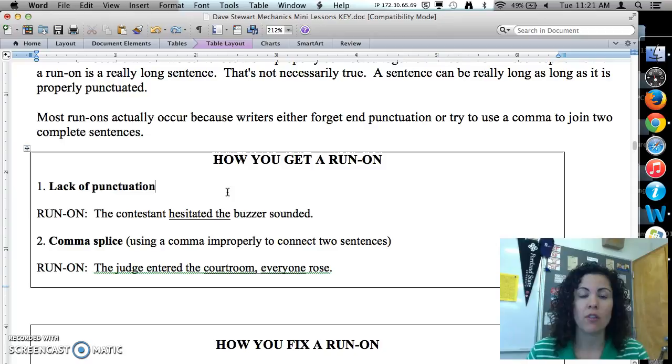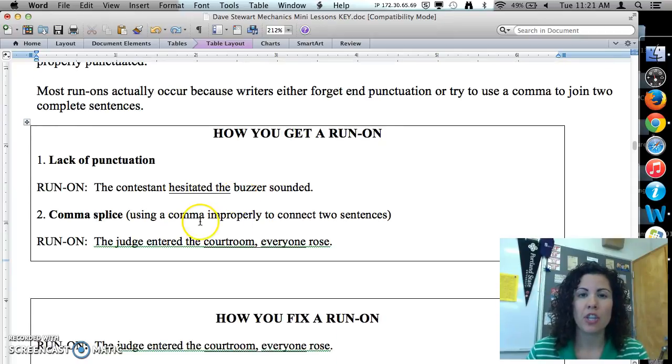How do we get a run-on? The first way is lack of punctuation. We have: The contestant hesitated, the buzzer sounded. Notice we have two separate subjects, two separate verbs: contestant hesitated, buzzer sounded. When that happens, we really have two separate sentences.